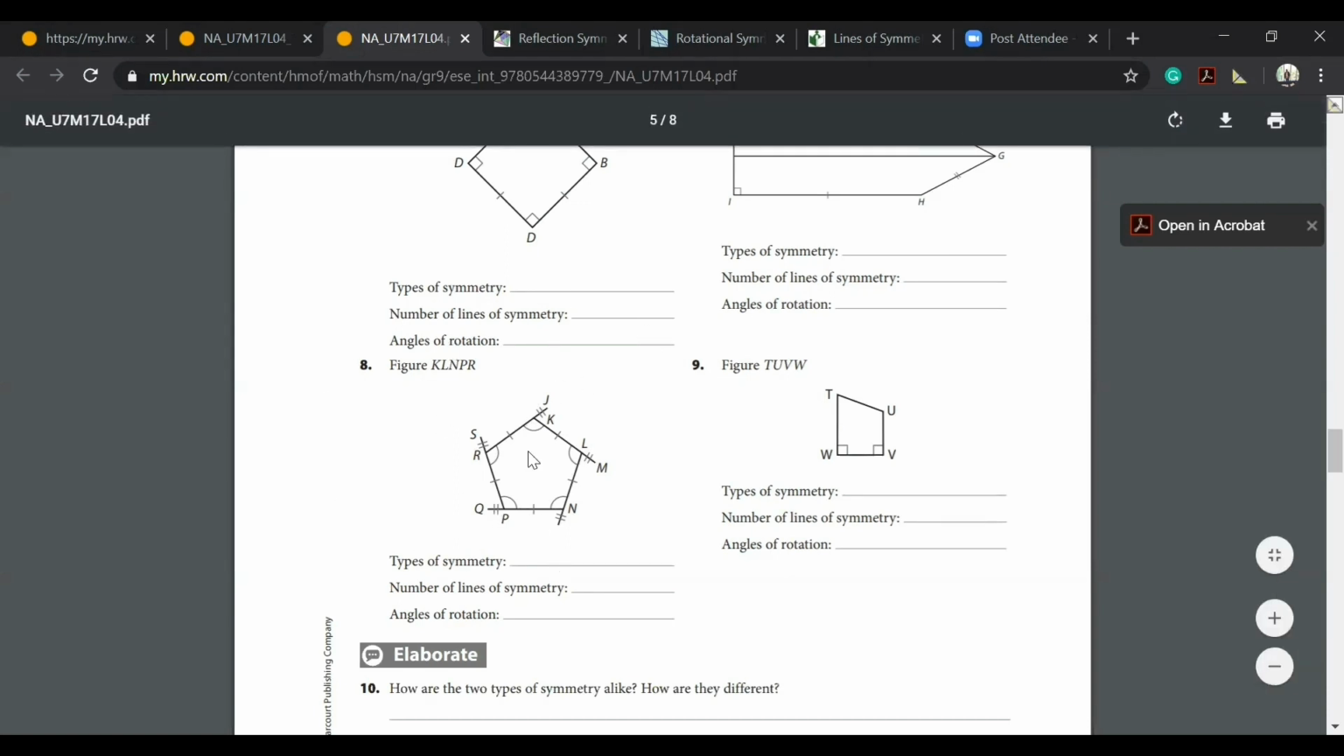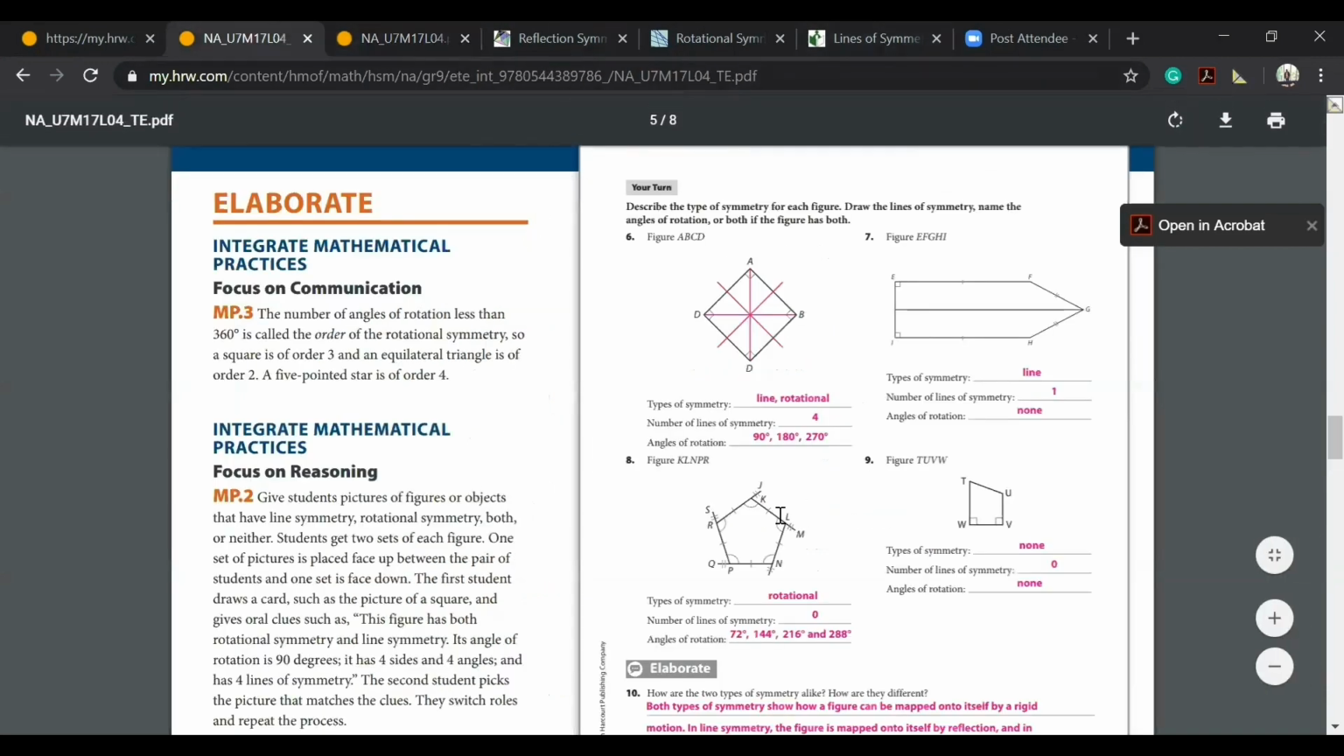But is it a rotational symmetry? Yes, it's a rotational symmetry. If we start rotating it, it will give you the same figure. How many angles do we have? I have 1, 2, 3, 4, 5. So it's going to be 360 divided by 5. And then to find the angles of rotation, let me show you the answers.